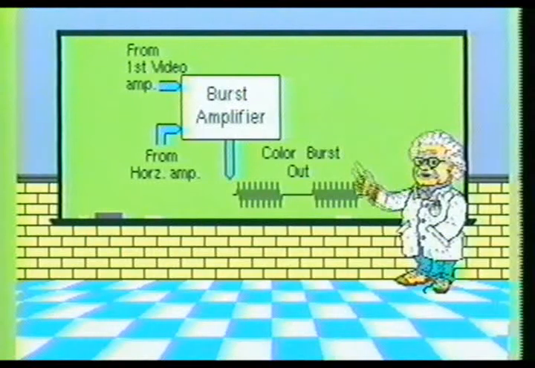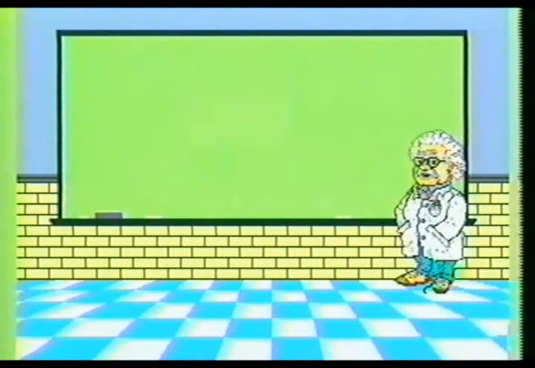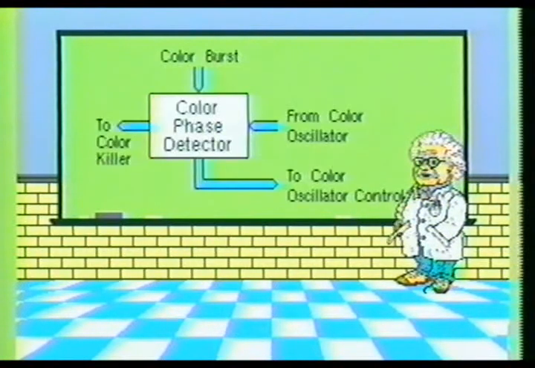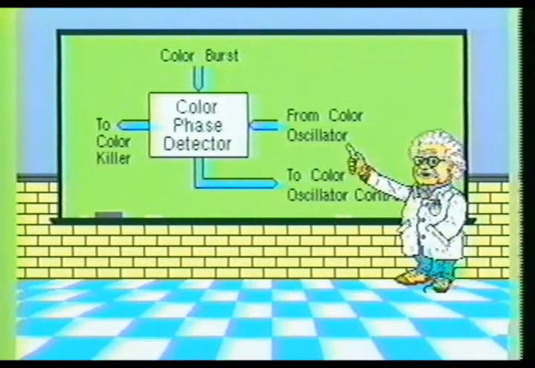MHz color signal each time it is triggered on by the horizontal output amplifier stage. The color phase detector stage compares the phase difference between the color burst signal and the 3.579545 MHz reference signal generated by the color oscillator stage.